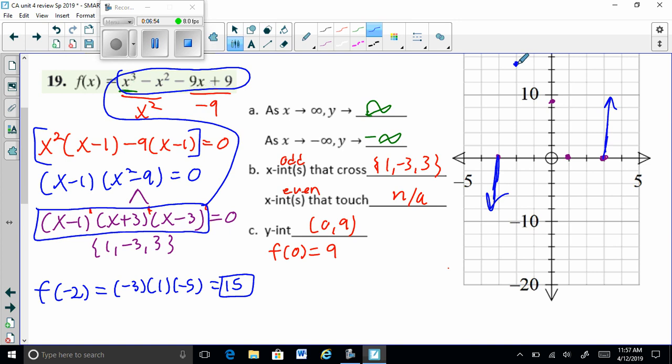Now let's go ahead and find f of -1. So once again, I'm going to plug it into these factors. If I plug it in here, I'm going to get a -2 times a +2, and then times a -4. And if I multiply that all together, that's +16. So just slightly a little bit higher. So right there on my graph.